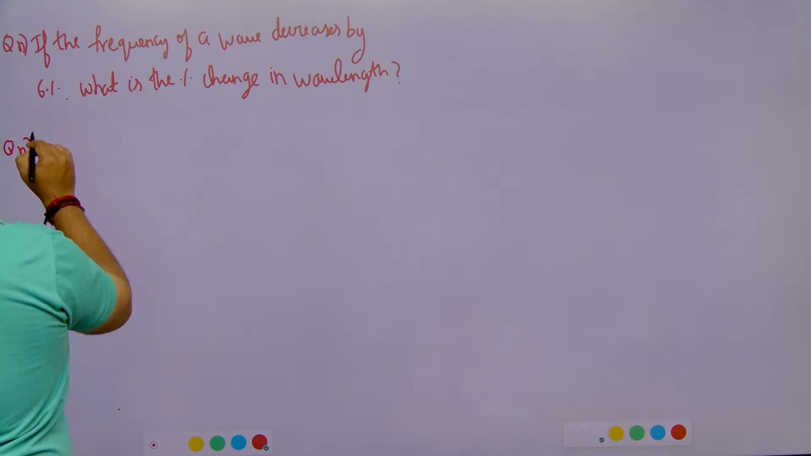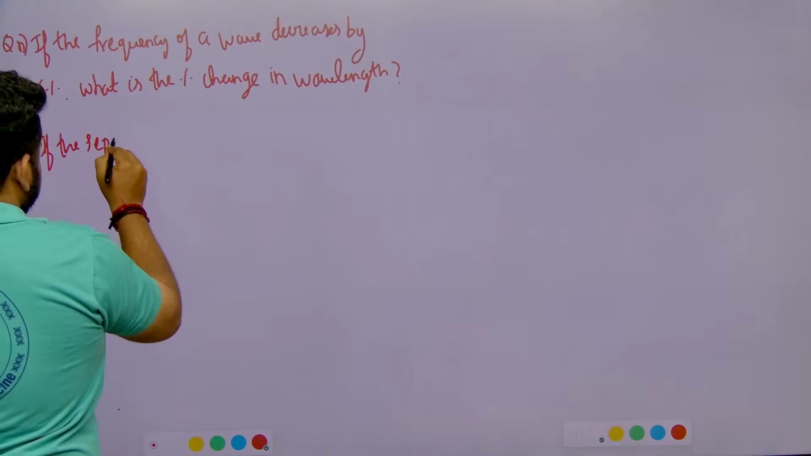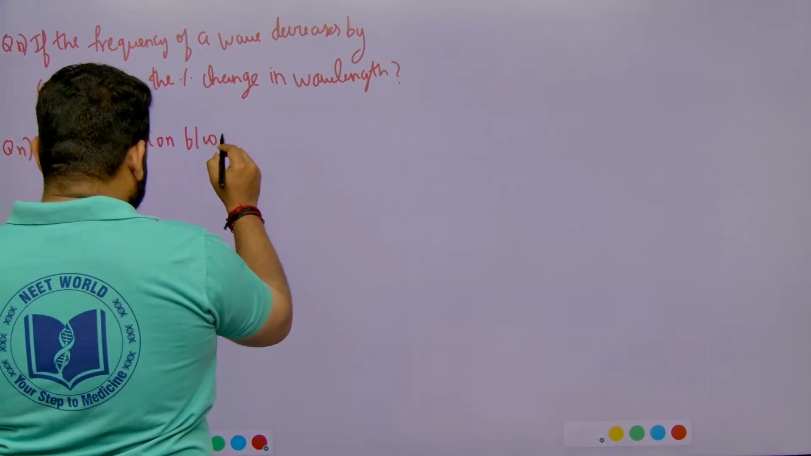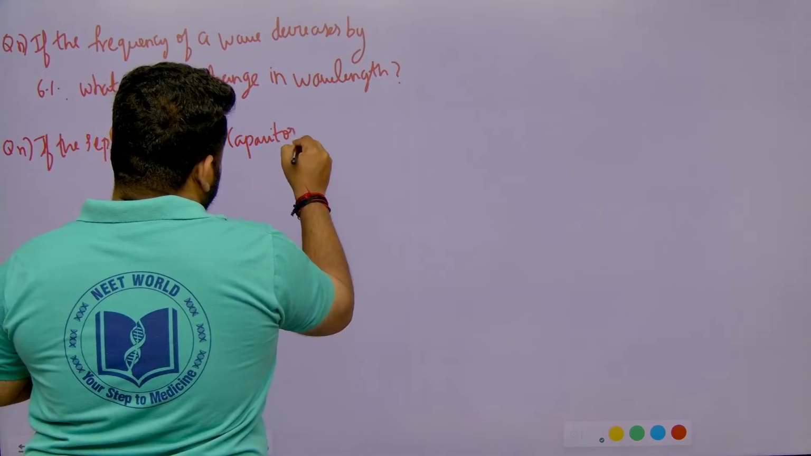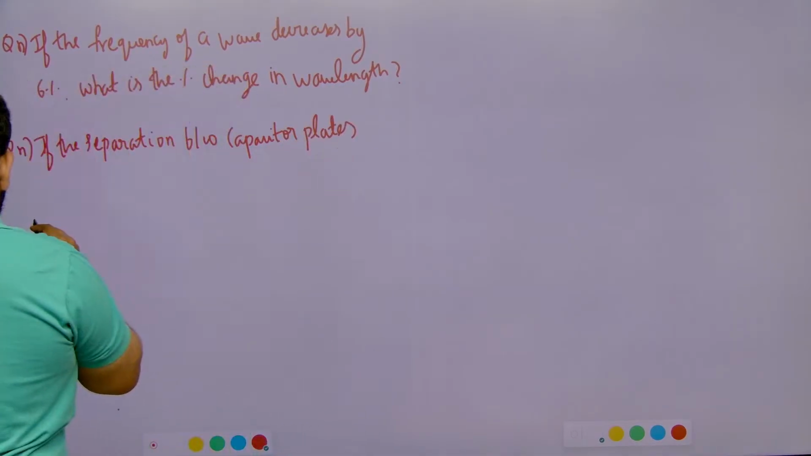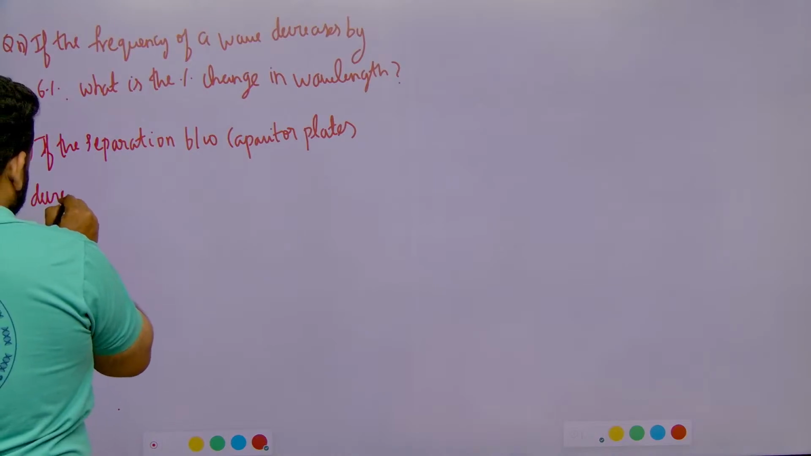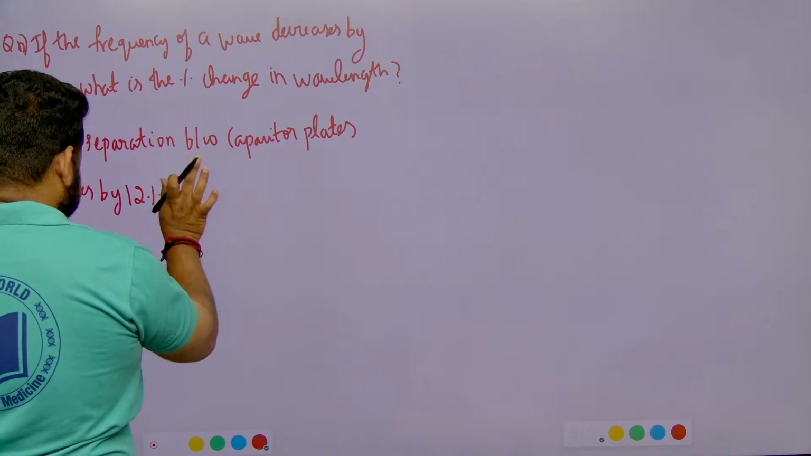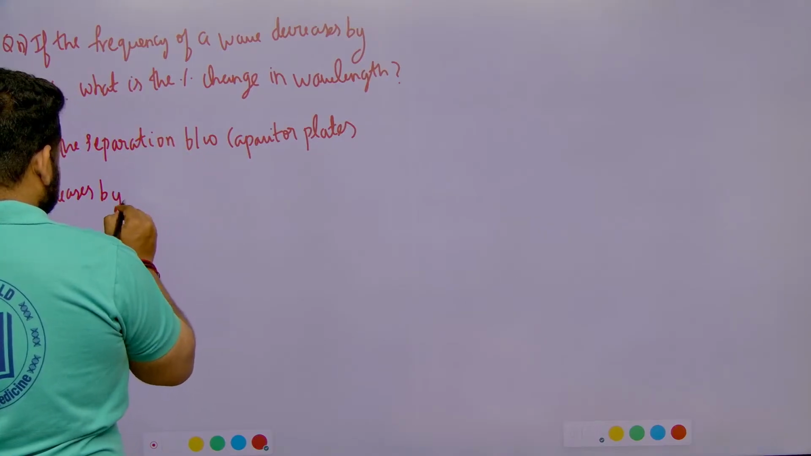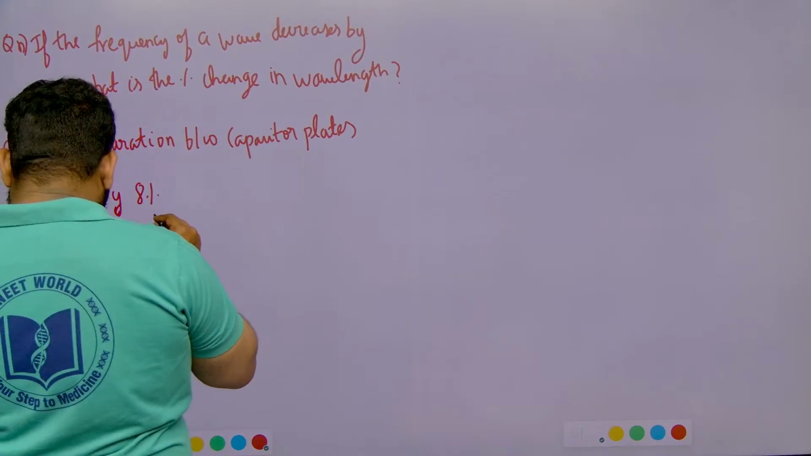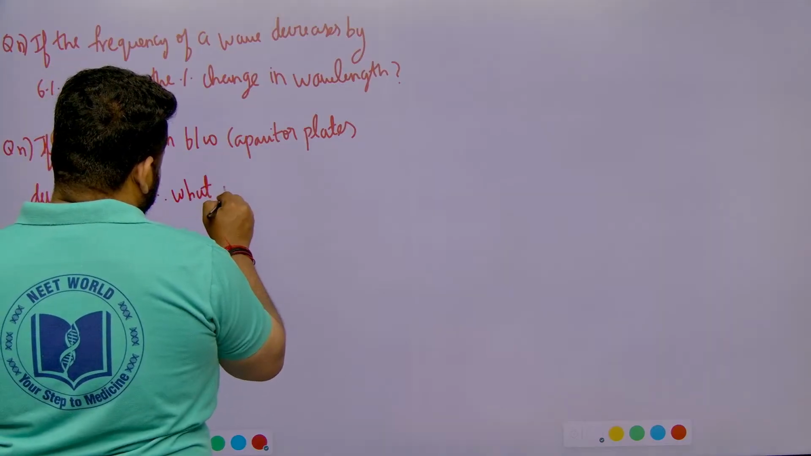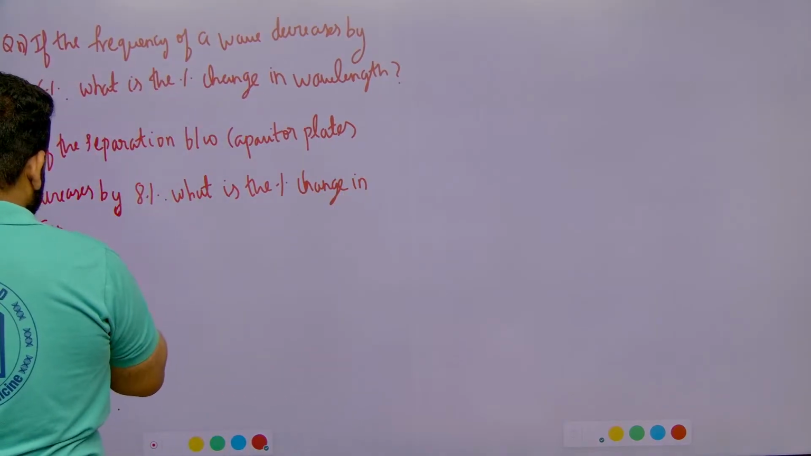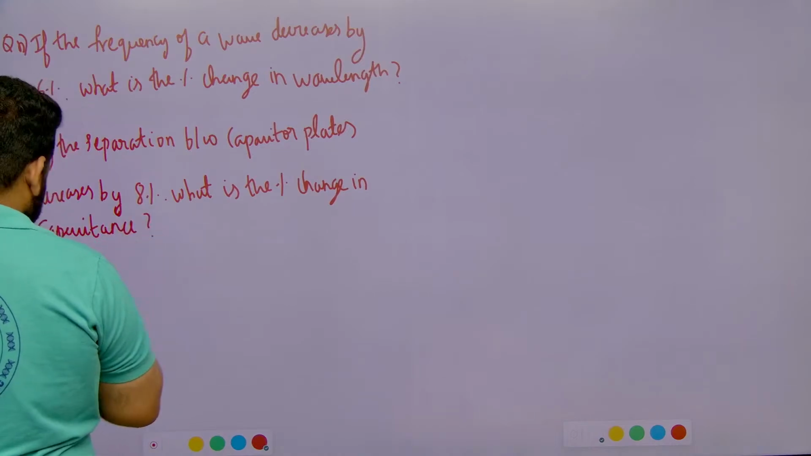If the separation between capacitor plates decreases by 8%, what is the percentage change in capacitance? Not 12%, write it as 8%. Next question.